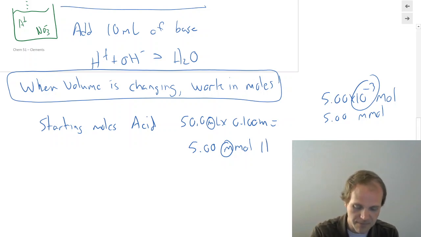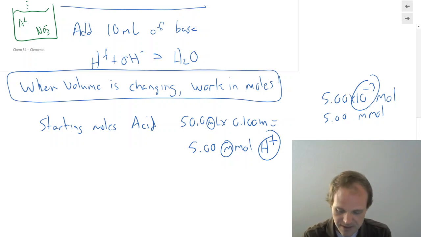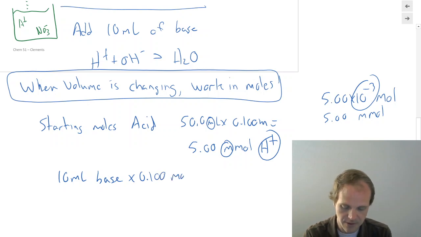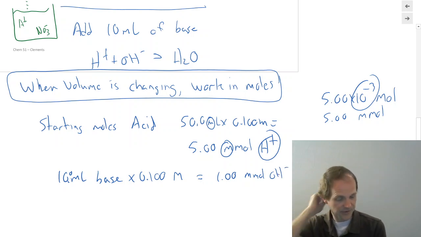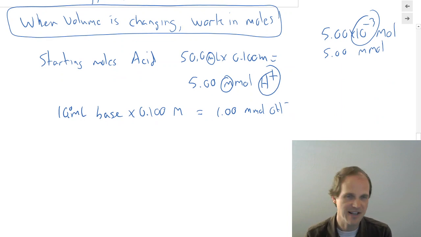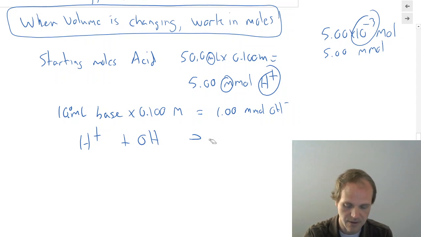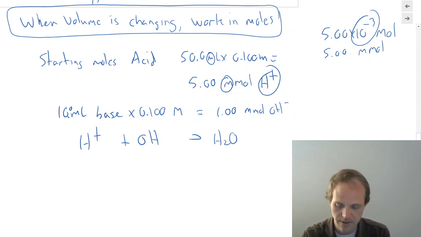So we had 5 millimoles of our acid. Since we added 10 milliliters of base, and it was 0.100 molar, that is going to be 1.00 millimoles of OH minus. Now, we've got to figure out what's going to happen here. Mostly for the strong acid, strong base, most of us can figure that out in our head, but let's go ahead and write it out. This is going to be 5.00. This is going to be 1.00 millimoles. And certainly this is going to be our BRI.